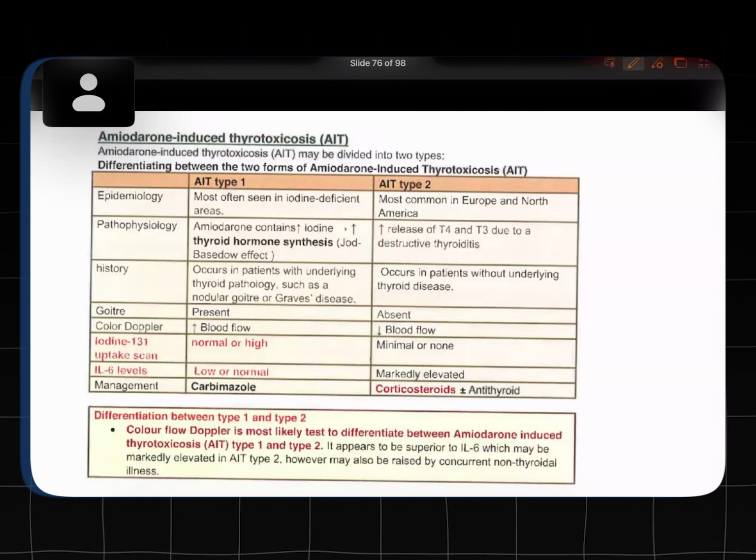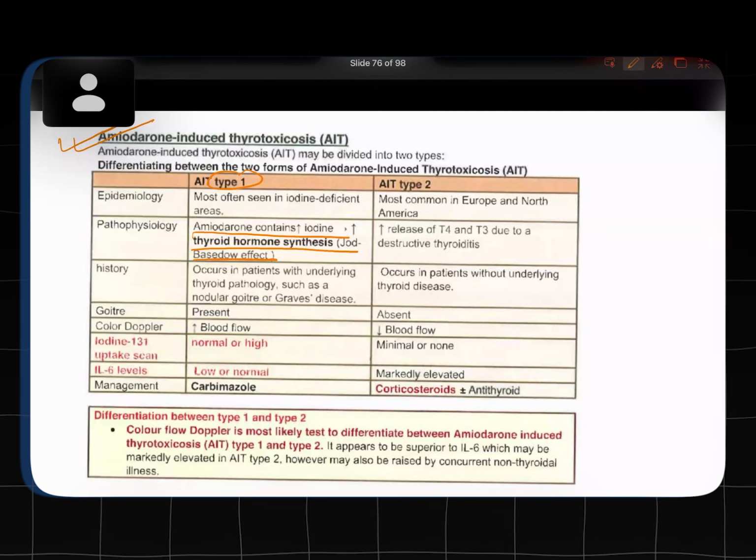Very important, amiodarone-induced thyrotoxicosis in type 1. Basically, type 1 is because amiodarone contains increased iodine, which increases thyroid hormone synthesis via a Jod-Basedow effect. So hyperthyroidism because of the increased thyroid hormone synthesis, because of lots of iodine. So goiter can be there. Color Doppler blood flow is raised. IL-6 levels will usually be normal. Management is with antithyroid drugs.